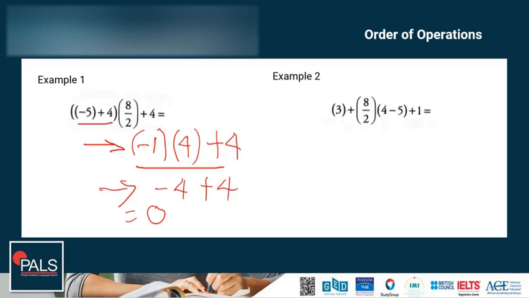Again, if you look at the example, you will see multiple operations involved. So here, let's start with, again, those operations inside the parentheses. So we can work out 4 minus 5 and 8 divided by 2. Okay, let's answer. So we can copy 3 plus 8 divided by 2 is 4.